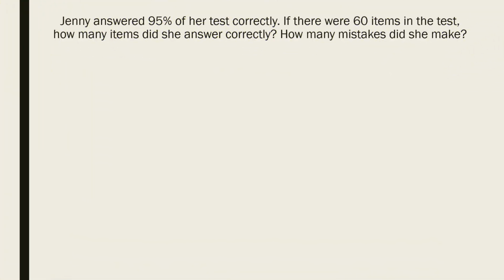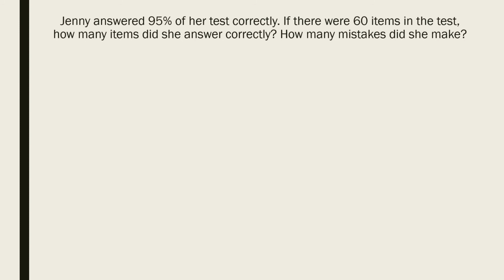So, let's have another example. We have here, Jenny answered 95% of her test correctly. If there were 60 items in the test, how many items did she answer correctly? How many mistakes did she make? So, what is given here are the rate and the base. So, we're going to find what? The percentage. Given the rate and the base, we will look for the percentage.